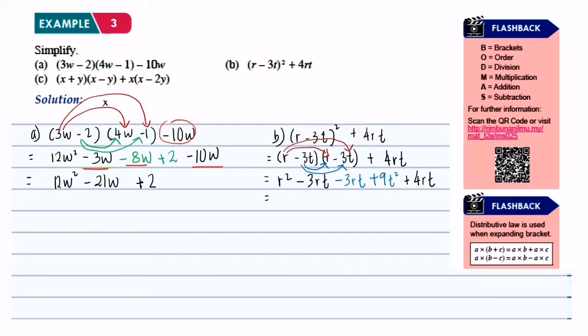Okay, now we can solve the like terms. Where are the like terms? Negative 3rt, negative 3rt, and positive 4rt. So negative 3rt minus 3rt, negative 6rt, plus 4rt is negative 2rt. So the other we just copy down: r squared minus 2rt plus 9t squared.